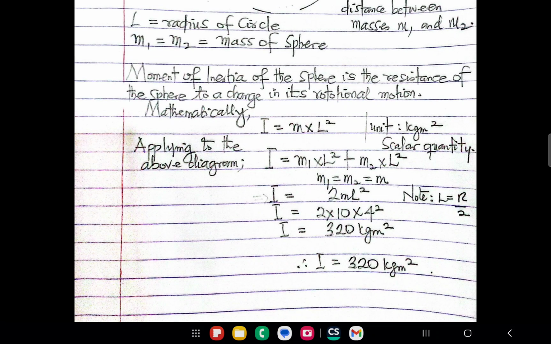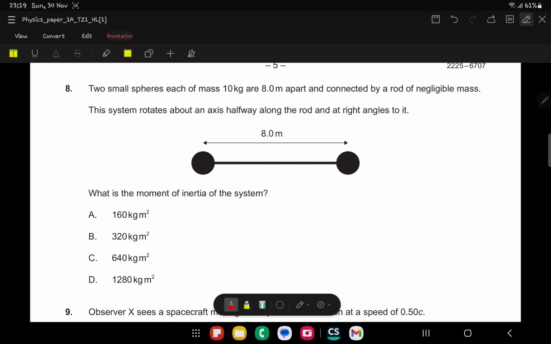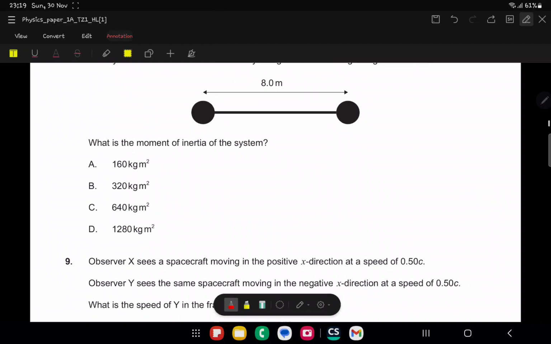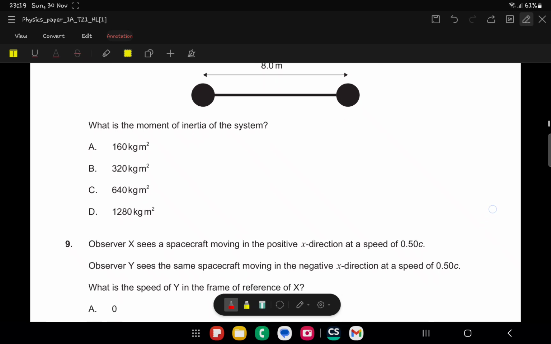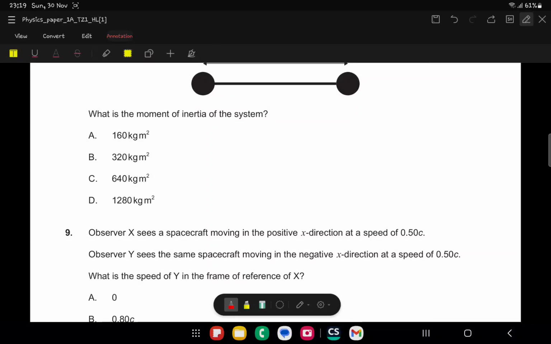So let's switch back to our question and choose which one among the possible answers is correct. Looking through it, A is saying 160, B 320, C 640, and D is saying 1280. So our correct answer from the solution we just did is 320 kilogram meter squared. It's kilogram meter squared, not kilogram per meter squared.